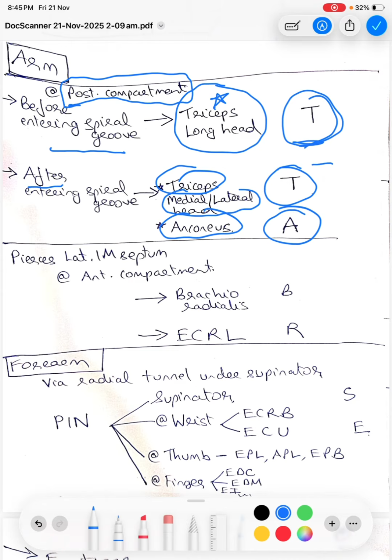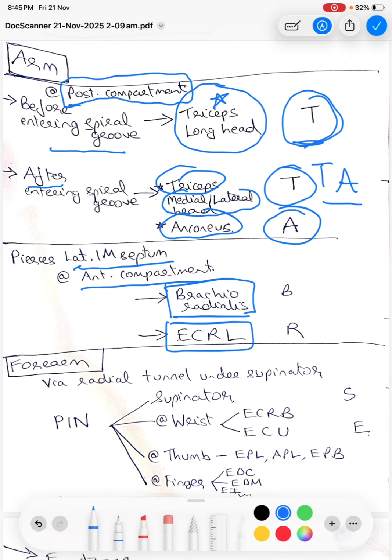So in the posterior compartment, it is T and A. Then going distally, it pierces the lateral intermuscular septum and enters the anterolateral or anterior compartment, where it supplies the brachioradialis and ECRL. So in the anterior compartment, it supplies B and R, brachioradialis and ECRL. Am I making sense? So it is TABR.